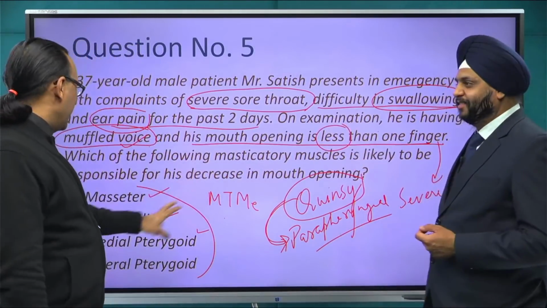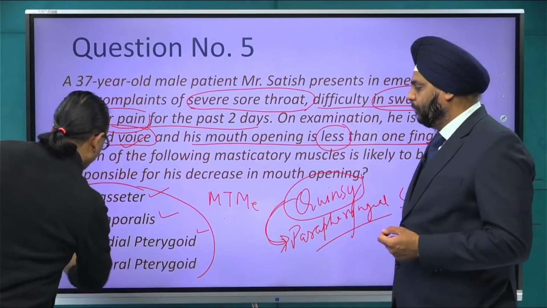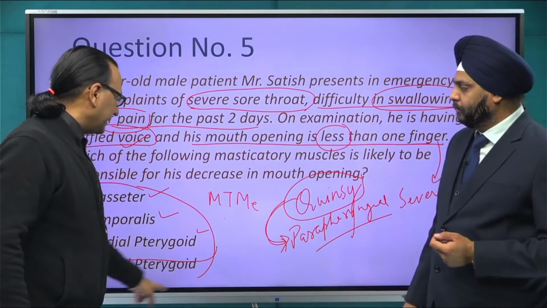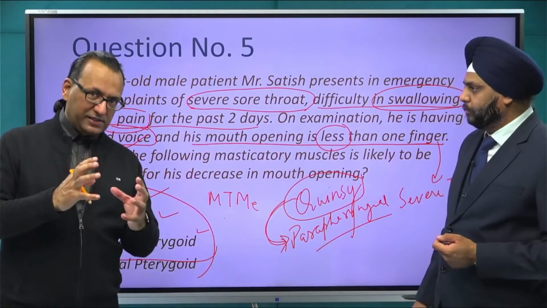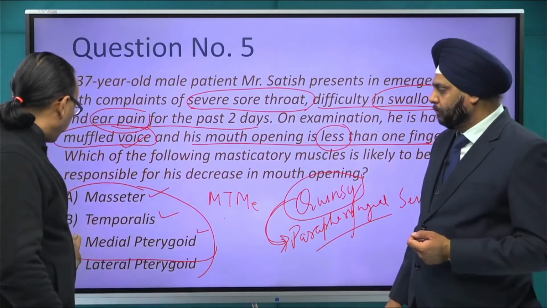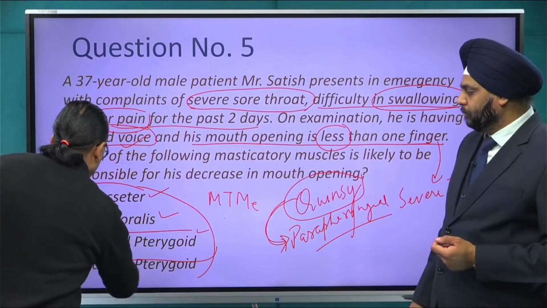Less than one finger. So this is where we have to focus, and I am suggesting that the parapharyngeal space is immediately exposed to the medial pterygoid. So that should be our answer.